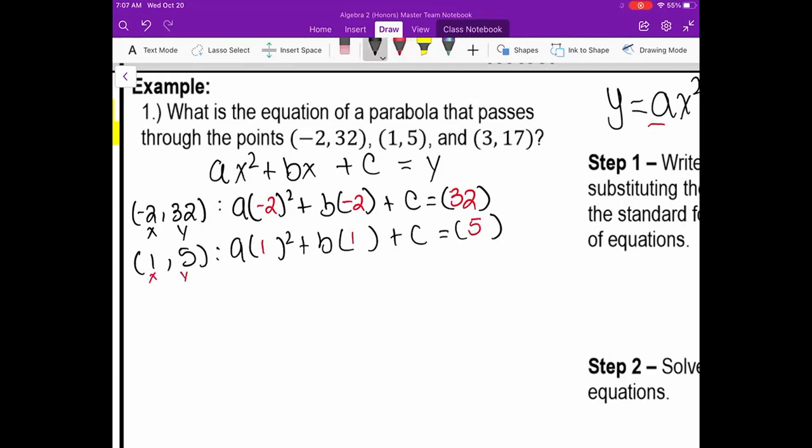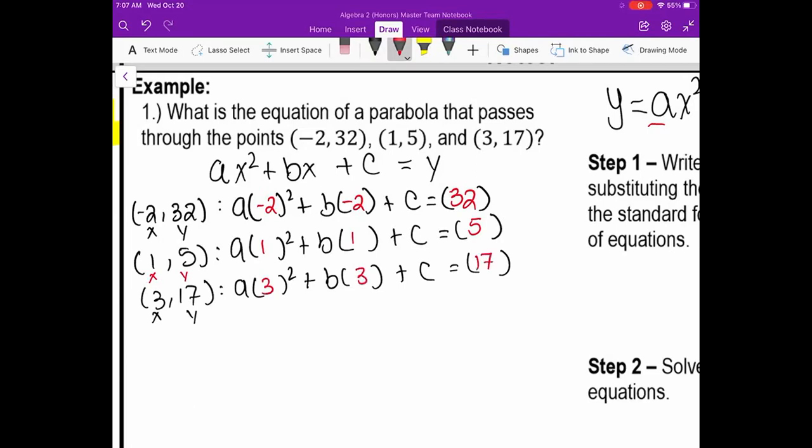And finally, the last point, that's going to be (3, 17). Again, this is x, this is y. And I've got ax squared plus bx plus c equals y. So for every x, I'm going to plug in a 3. For every y, I'm going to plug in 17. And notice that every time I plug in something, I'm using parentheses because it keeps me organized. It's going to avoid mistakes because of negative numbers. It's also letting me know that parentheses means to multiply.